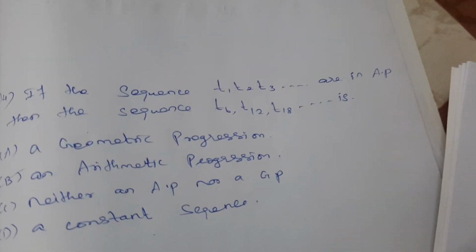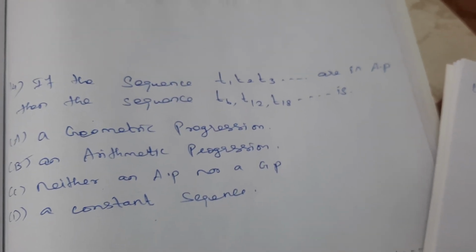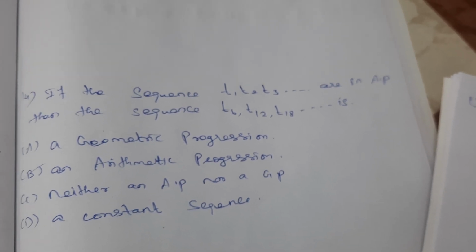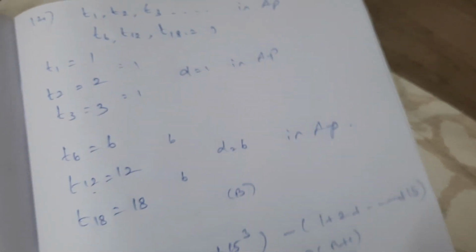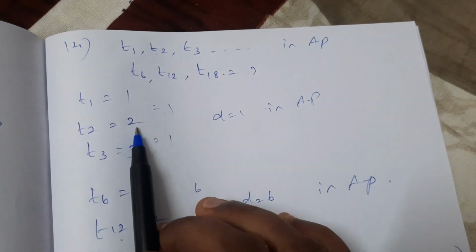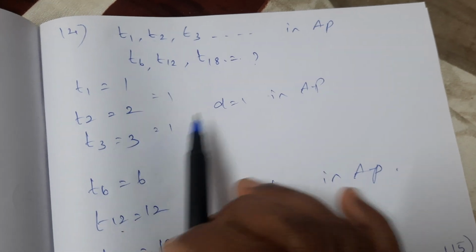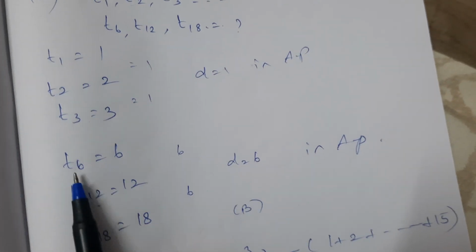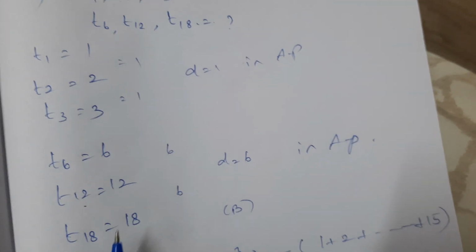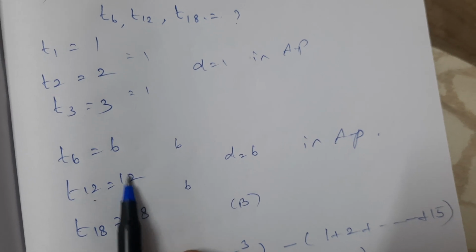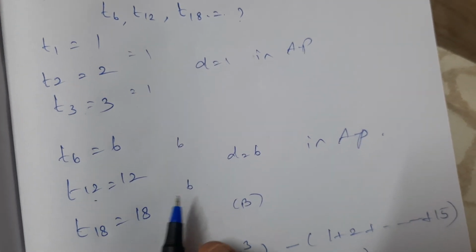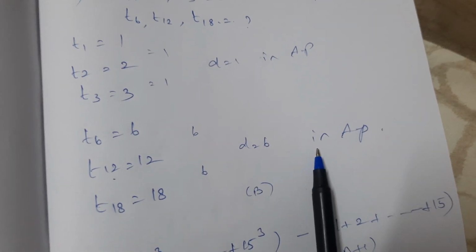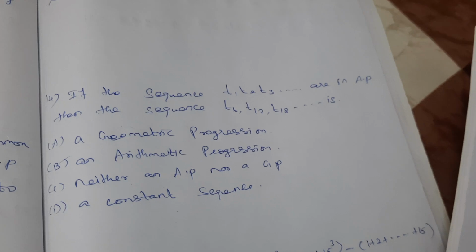Next, the 14th sum. If the sequence T1, T2, T3 dot dot are in AP, then the sequence T6, T12, T18 dot dot dot is what? Okay, very easy one. T1 equal to 1, T2 equal to 2, T3 equal to 3, so the difference is the same. So this is in AP. The same thing follows here: T6 means 6, T12 means 12, T18 means 18. So the difference: 12 minus 6 is 6, 18 minus 12 is 6. The difference d is equal to 6, so this is also in AP. So the answer is B, an arithmetic progression.